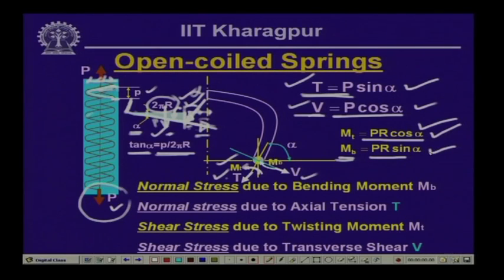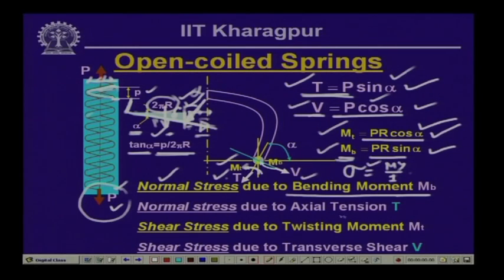So, as you can see, the axial force P will introduce four force components in the open coil springs, and they are the tensile pull in the wire, a shearing force V, the twisting moment M t, and a bending moment M b. And the stresses corresponding to each of these forces will be, because of the bending moment M b, there will be normal stress, and as you know, sigma is equal to M y by I, this is the bending normal stress.